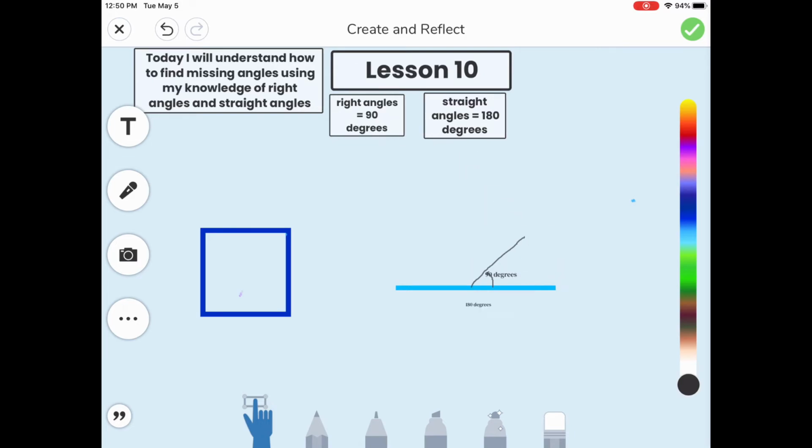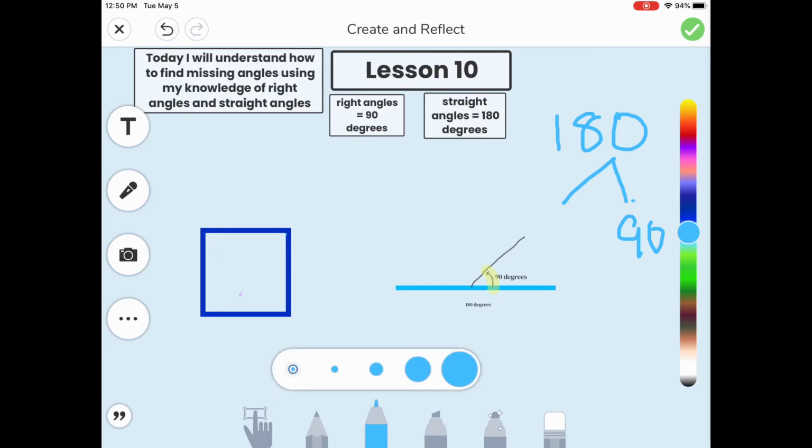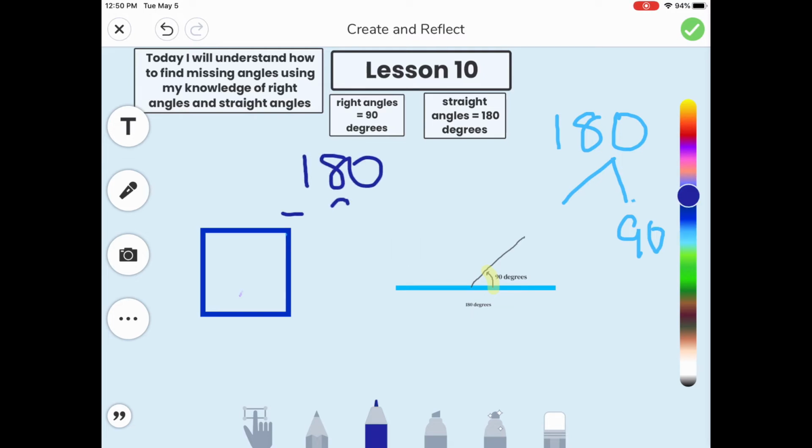How do you think we would solve it? Think about it. Whisper it. Correct. We could use the same method that we were using before. So we're going to go 180 and 90 to figure out what plus 90 would give us 180. So we're going to actually subtract it. 180 minus 90.